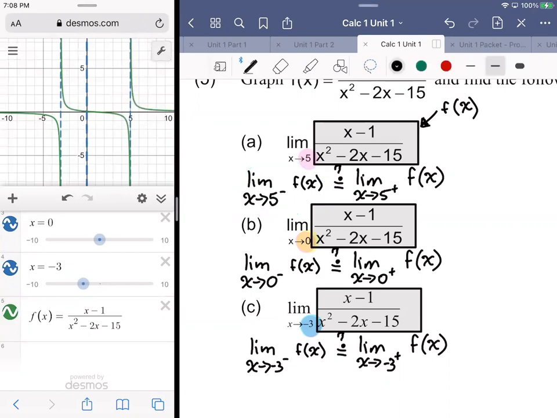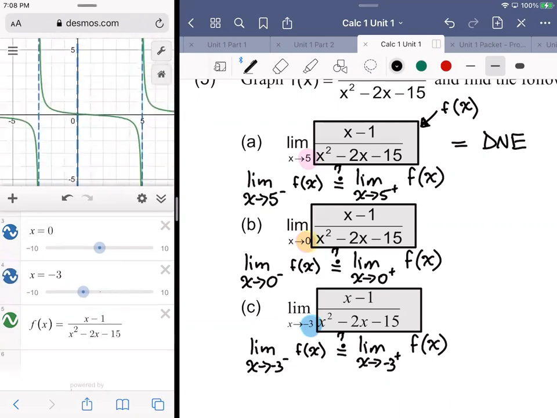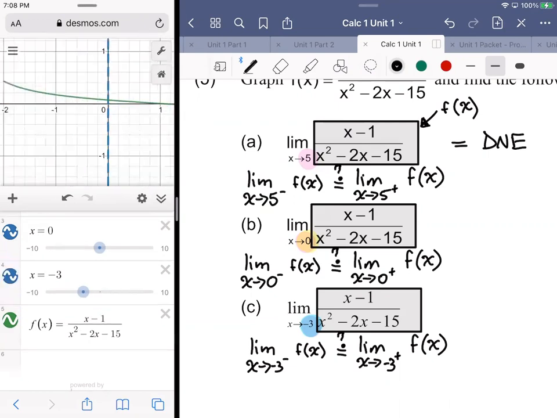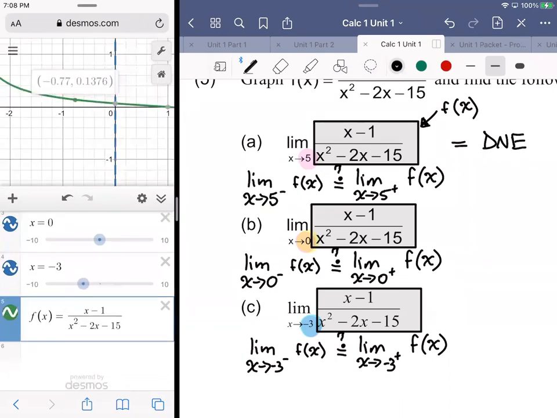That's a disagreement, a contradiction. So in this case, we would say the limit does not exist. As for 0, I'm going to bring it in a little bit, if it'll let me. Coming in from the left, coming in from the right, I'm not approaching an asymptote. I appear to be approaching a solid point. Let's see what that point is.